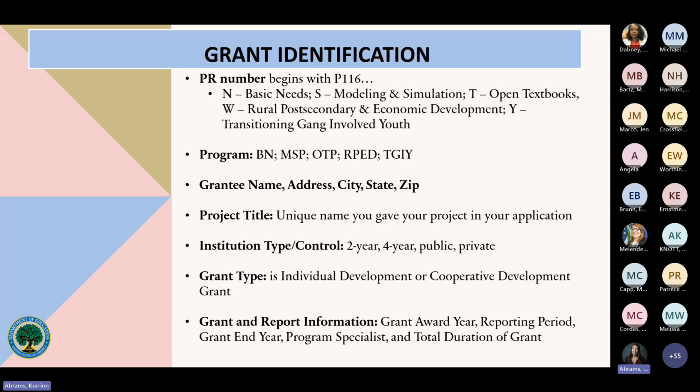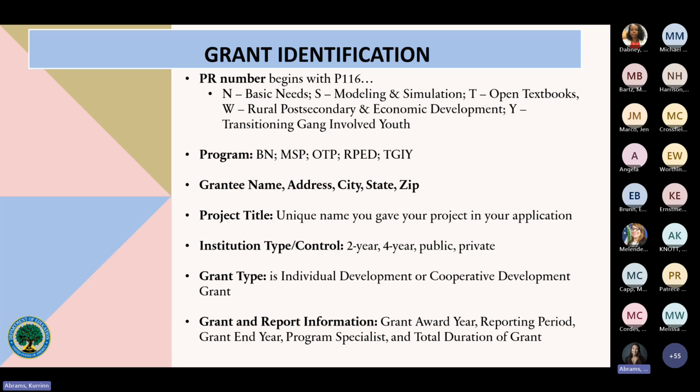So for N, that refers to basic needs. So you will have P116N and then your award year. S refers to modeling and simulation. T refers to the open textbooks program. W refers to the RPED program. And Y refers to the transitioning gang involved youth program. Under that is the program that you'll enter. So your basic needs, modeling simulation, open textbooks, RPED, or gang involved youth will go in that section.